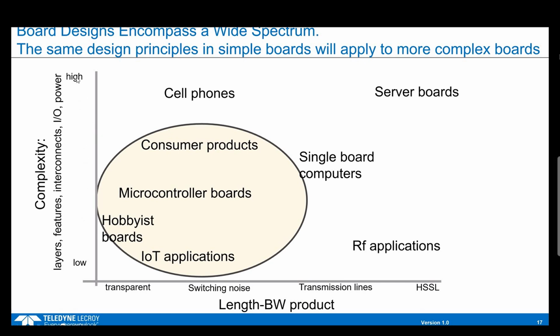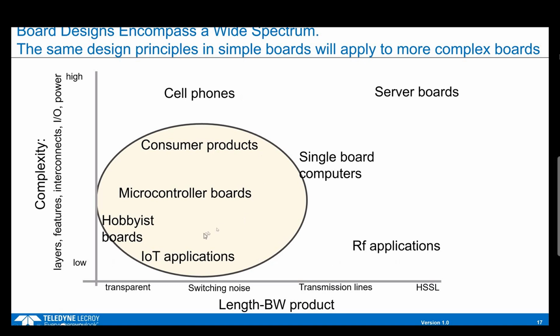There's something extreme associated with the interconnect. And so when we look at the kind of applications that are out there, they're going to map somewhere around the horizontal axis in terms of what kinds of electrical problems might arise, and then vertically how complex that board is. And what we're going to find is that the principles that we implement, the best design practices in order to eliminate or reduce these problems, will apply whether that board is a simple board or a complex board.